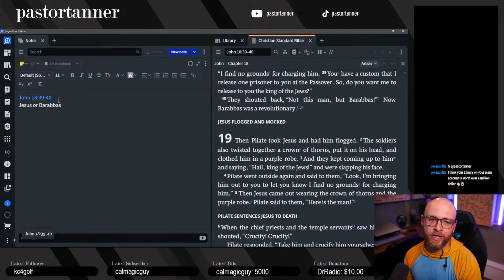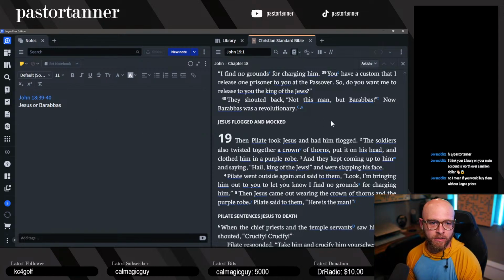All right, so you can see that's in the library overall, what we've added. And so let's go ahead and start off by reading the text. And what I showed you guys before is I like to just read in multiple translations. I included in the small set multiple translations because I like to get that broad overview. So here we have the Christian Standard. I find no grounds for charging him is the last of verse 38.